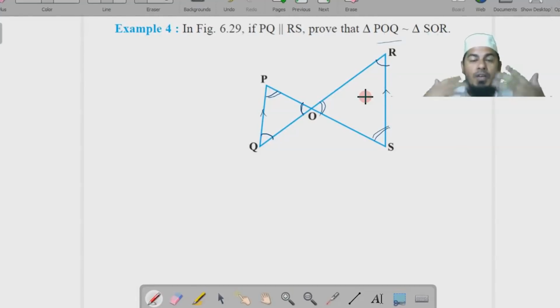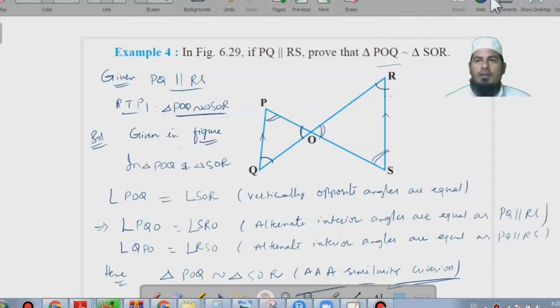Now, whatever we analyzed, we have to write now. Here is the solution. Given in the figure, PQ is parallel to RS. Required to prove is triangle POQ is similar to triangle SOR. Take these two triangles. Angle POQ is equal to angle SOR because vertically opposite angles are equal. Similarly, angle PQO is equal to angle SRO, alternate interior angles are equal because these two lines are parallel, and angle QPO is equal to angle RSO, again alternate interior angles are equal. This gives that three corresponding angles of one triangle are equal to another triangle, implies these two triangles are similar by AA similarity criterion.